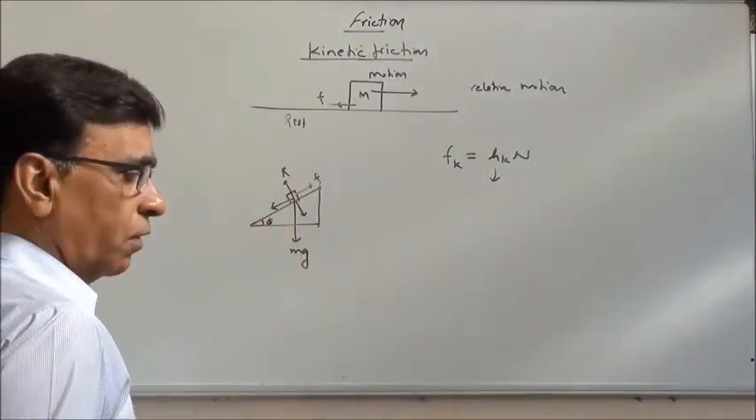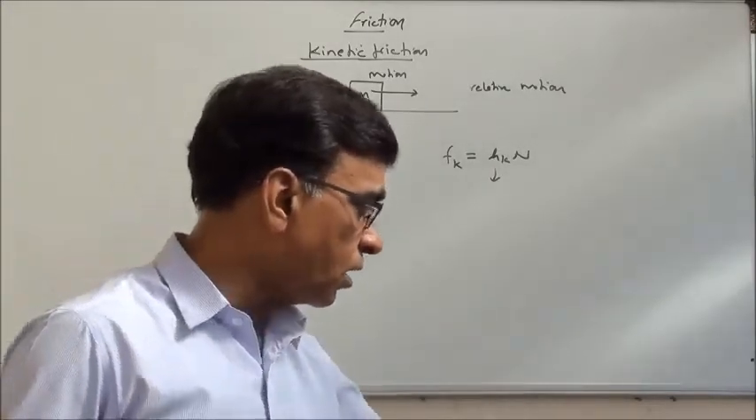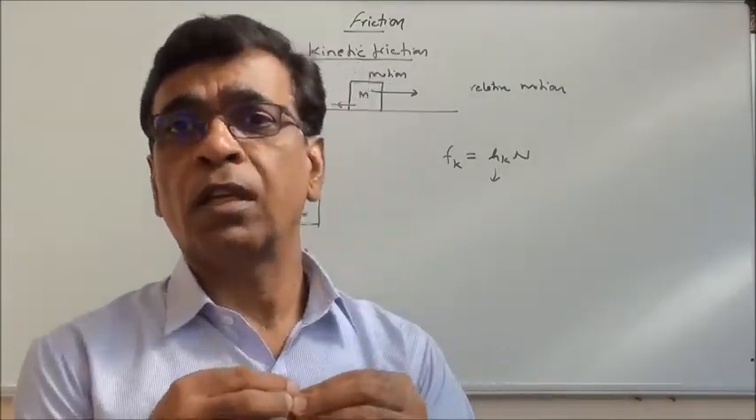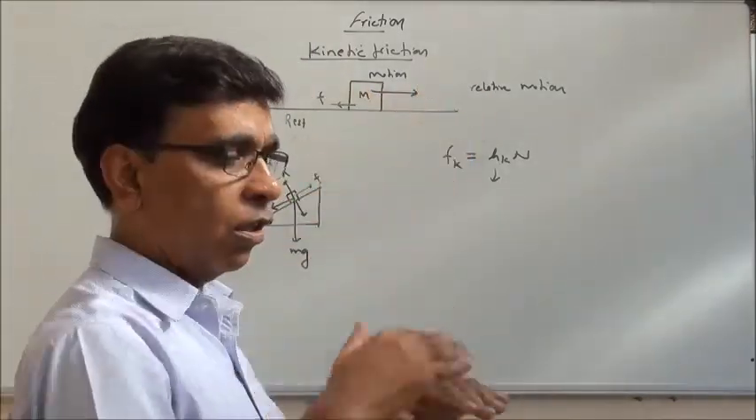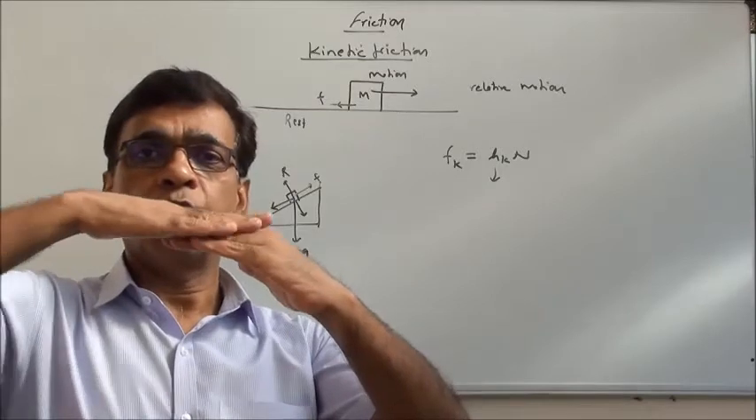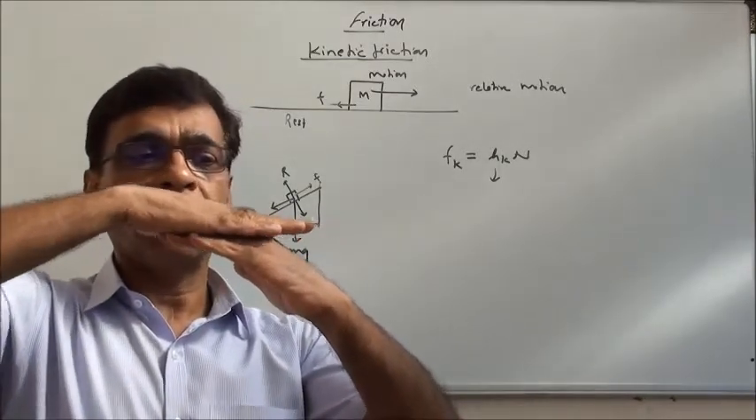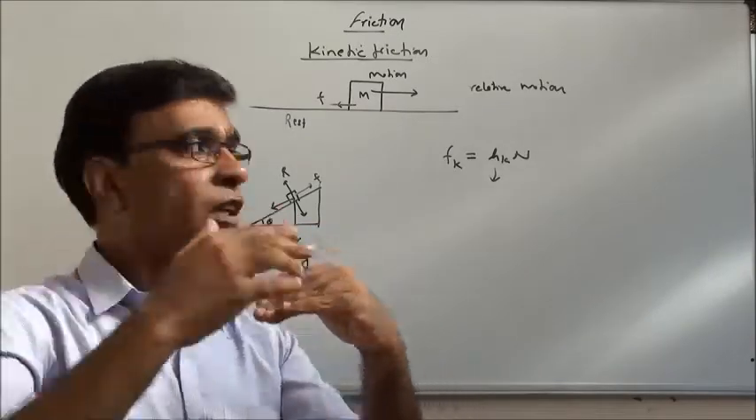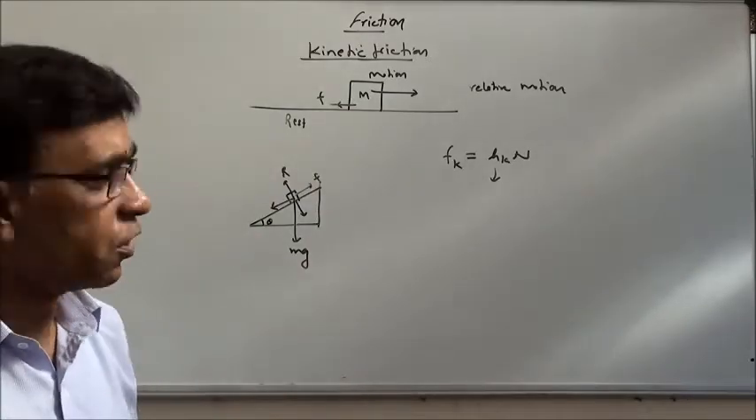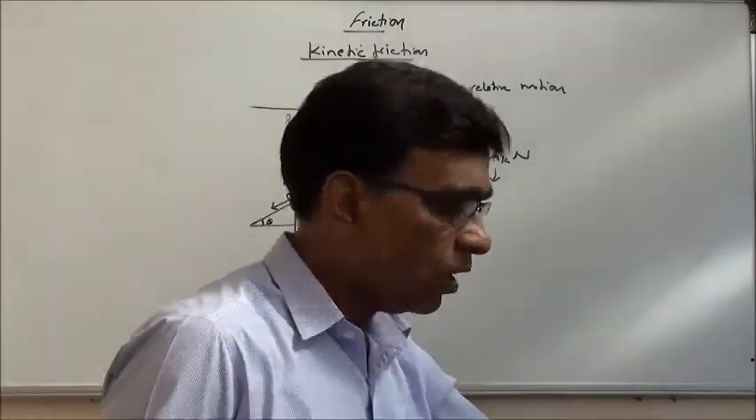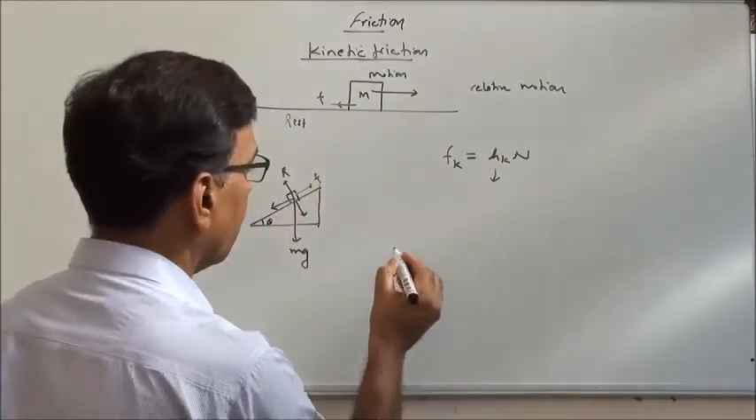The direction of the kinetic frictional force is always opposite. It is such that it tends to destroy the relative motion. This is at rest, this is moving in this direction, so this is the relative motion. Friction will try to destroy the relative motion. It means it will act in this direction. It will try to reduce the speed of this body. That is the nature of the friction force. So this is how we determine the direction of static friction and kinetic friction.